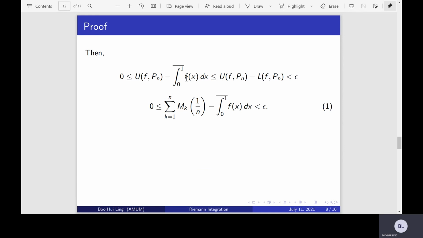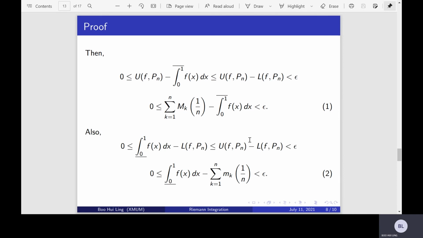Then we know that the difference of the upper double sum and the upper integral is less than or equal to the difference between the upper double sum and the lower double sums, and also greater than or equal to 0. And from just now, we have said that the difference between the upper double sum and lower double sum is less than epsilon, and hence we will get the summation of k equal 1 to n, big Mk times 1 over n, minus the upper integral is less than epsilon, as well as greater than or equal to 0, and we will call this equation 1.